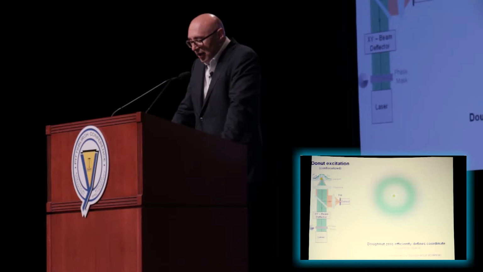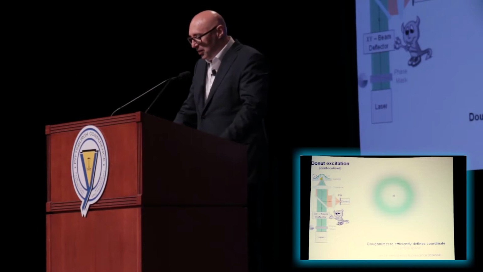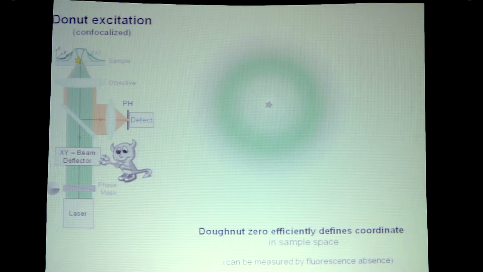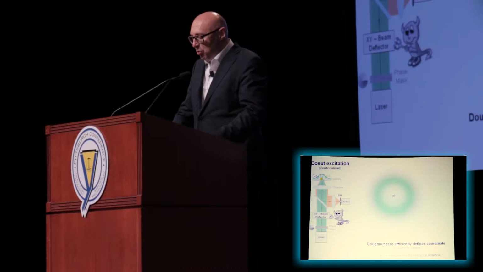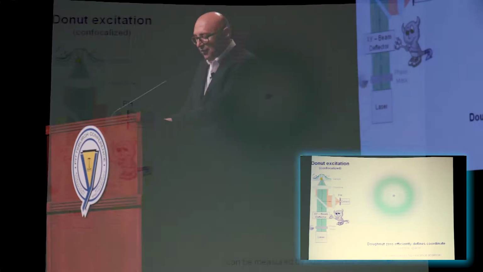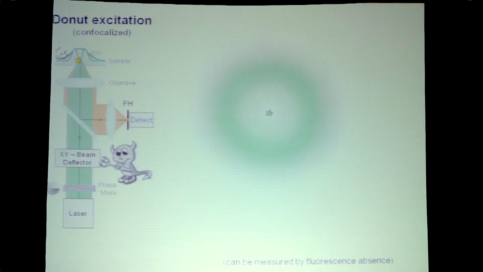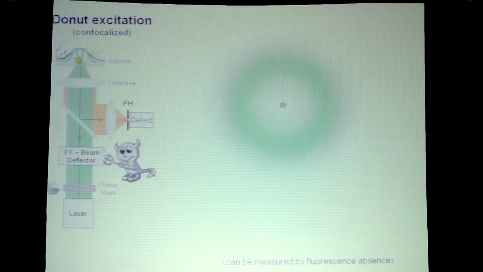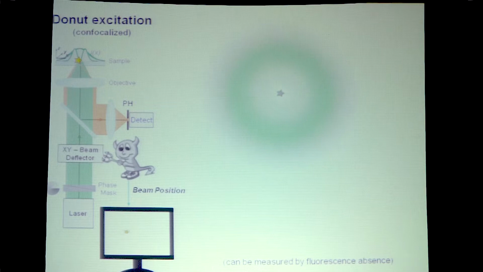Now, since my last name is Hell, I thought I have to come up with a little demon. And so that's the demon. And let's imagine now, since it is a demon, the demon knows exactly where the molecule is located. Or if the molecule starts moving, of course, the demon would know exactly where the molecule would go. And so that demon controls the position of the donut. There's a beam deflector in here, and that beam deflector is operated by the demon, and the demon then pushes the donut such that the zero coincides with the position of the molecule. Since the demon knows exactly where the molecule will go, the demon always makes the donut zero coincide with the molecule, because the demon pushes the donut zero exactly to the position of the molecule.